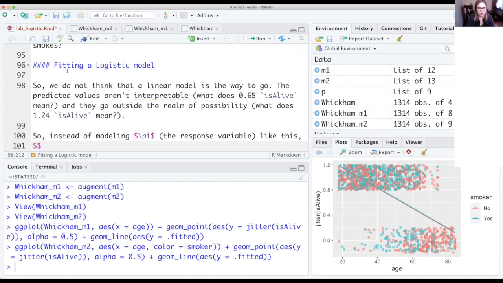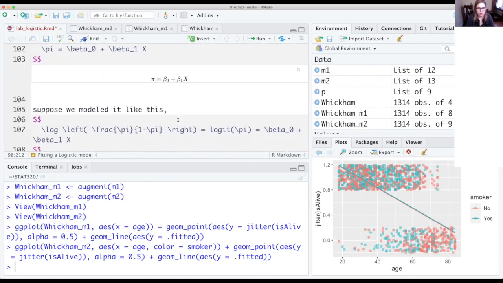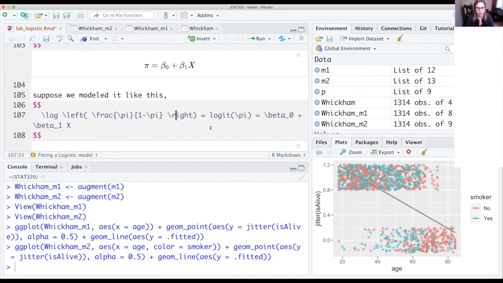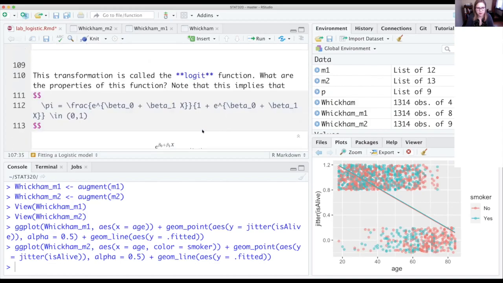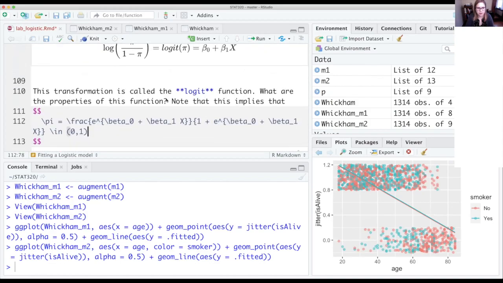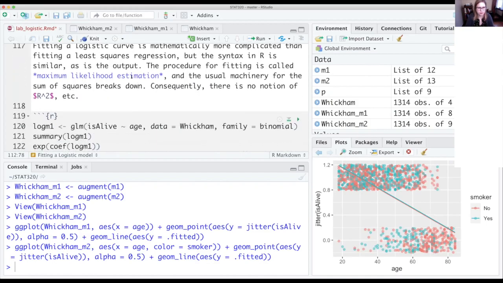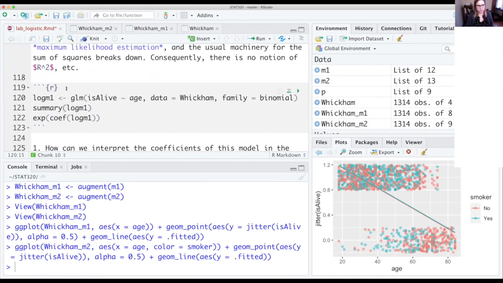So we're going to fit a logistic model so that we have better interpretable results. So instead of modeling the probability with a linear model, we're going to model the logit with a linear model. And that's going to give us something like this for the probability. It uses maximum likelihood estimation. Here's something that's pretty important for the homework.